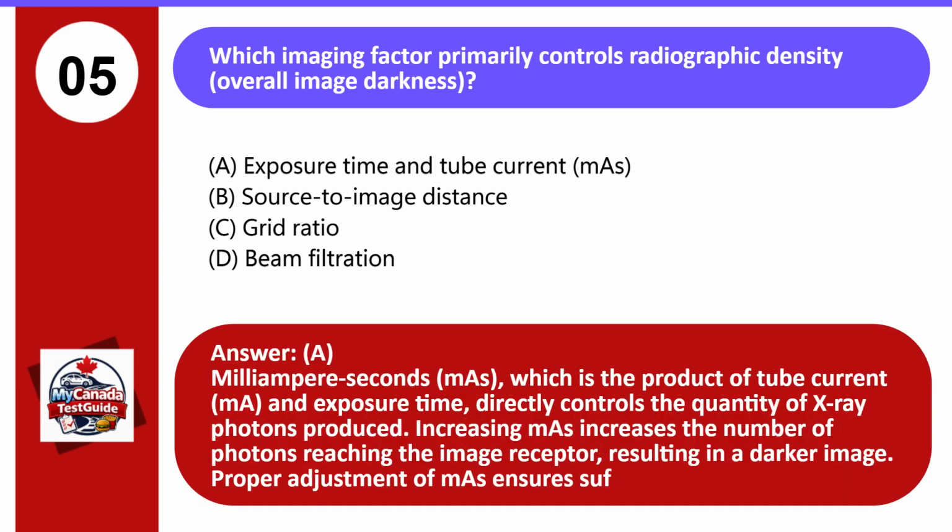Milliampere-seconds, mAs, which is the product of tube current, mA, and exposure time, directly controls the quantity of X-ray photons produced. Increasing mAs increases the number of photons reaching the image receptor, resulting in a darker image. Proper adjustment of mAs ensures sufficient image density while minimizing patient dose.